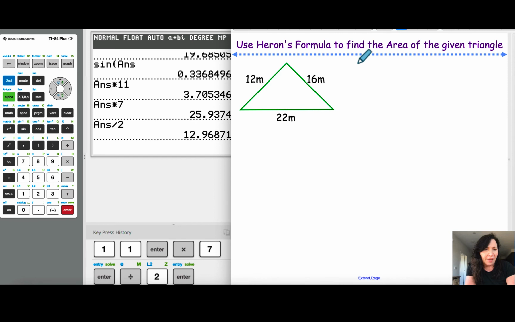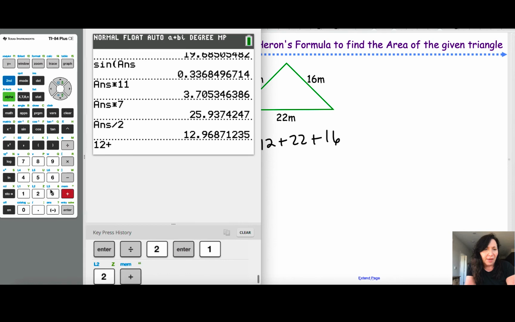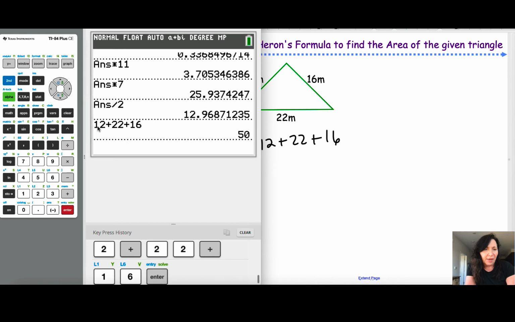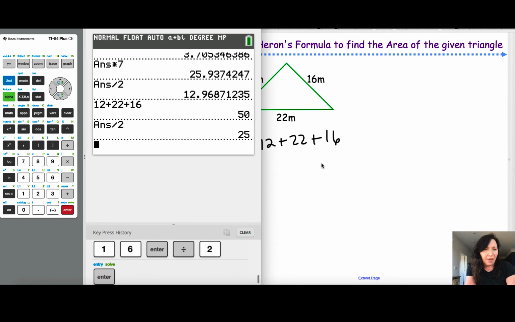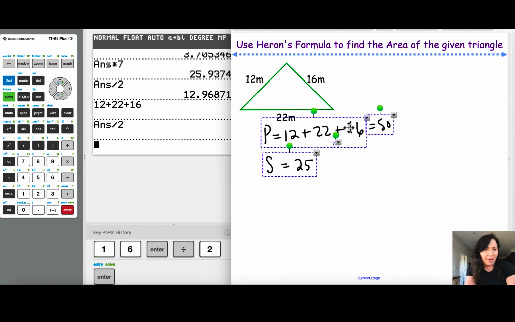So first I want to know what the perimeter is. So my perimeter of this triangle is going to be equal to 12 plus 22 plus 16. So I've got 12 plus 22 plus 16, I get 50. I'm going to divide that by 2 since it's cut in half because it's a semi-perimeter, and it's 25. So my S value is 25. My perimeter was 50.